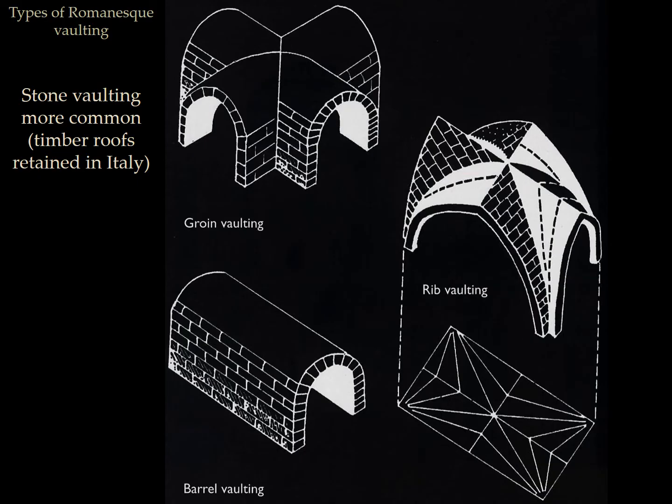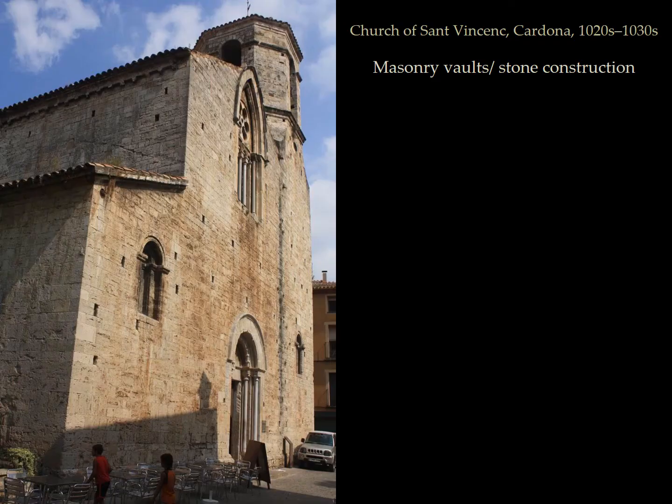At this time, we have large-scale stone architecture re-emerging. The stone vaulting becomes more common in church and monastic architecture, and we find that timber roofs are really only retained in Italy in relationship to the early Christian architecture that preceded it there, like St. Paul outside the walls or Santa Sabina.